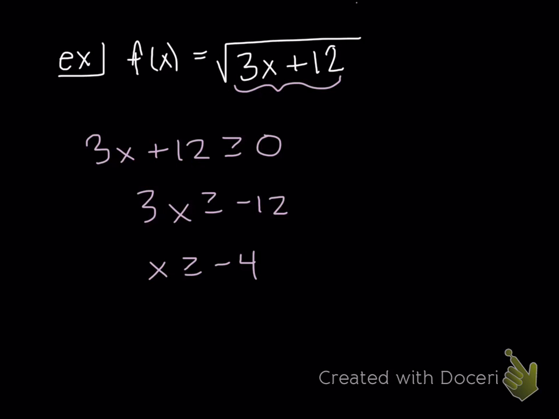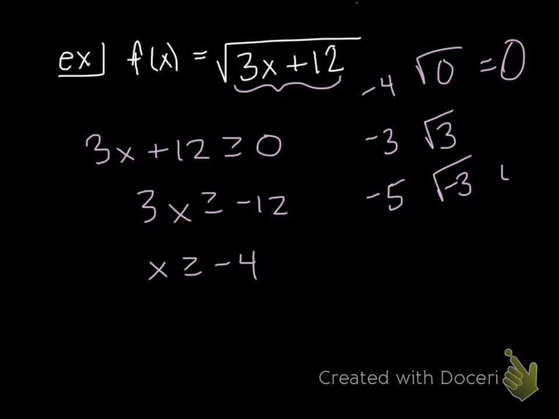To prove this to you, if you plug negative 4 back in, I would get the square root of 0, and the square root of 0 is 0, so I can do that. If I plugged in a negative 3, I would get negative 9 plus 12, which is the square root of 3, and the square root of 3 is a positive number, so I can do that. But if I plug in negative 5, I'll get negative 15 plus 12, which is the square root of negative 3, which becomes i root 3. So notice there's this cutoff, and negative 4 is that cutoff. That's the lowest value I can use.